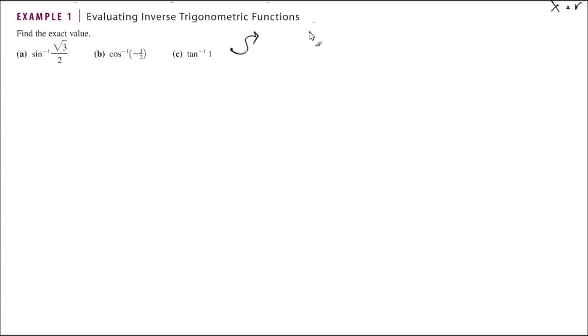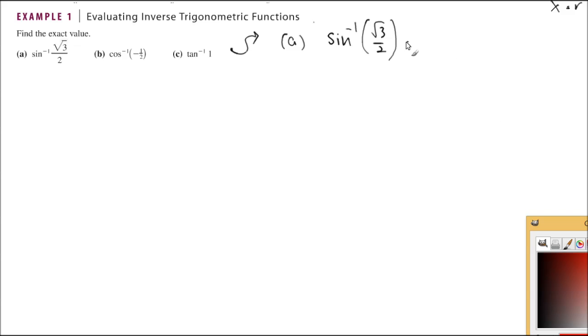Okay? All right, so here's part A, and you first write this one down. Sine inverse of root 3 over 2. Copy that problem exactly. Okay? Then you recognize this is a reverse process, right? So this is supposed to be the ratio, and you're supposed to figure out the angle, the opposite way. So I'm going to call that entire thing theta, the angle that we are looking for.